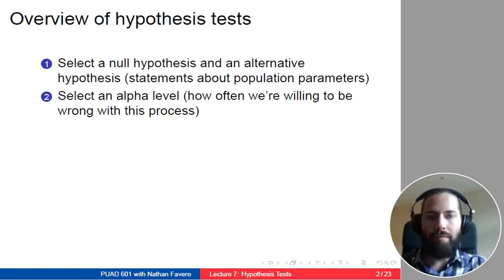The second step in a hypothesis test, after we've written up these couple of hypotheses, is to select what's called an alpha level. This alpha level is basically going to say how often we're willing to be wrong with this process that we're using. Because there's always uncertainty in order to draw a conclusion, there's always the risk that we're going to be wrong. And so this is where we select what level of tolerance we have for being wrong.